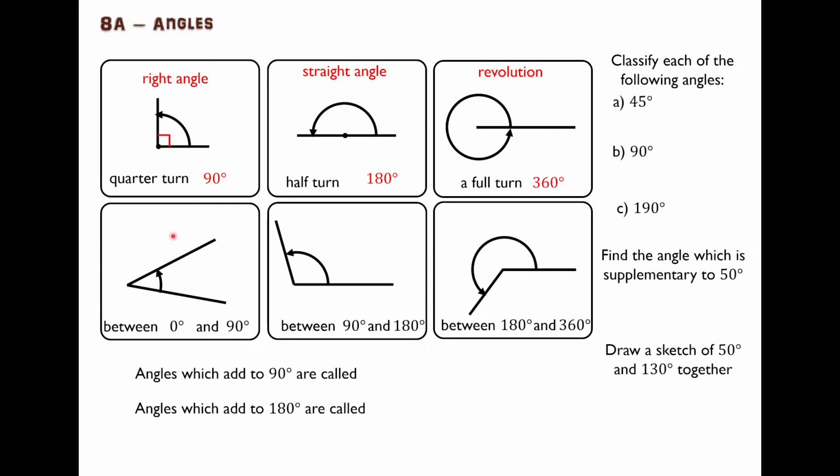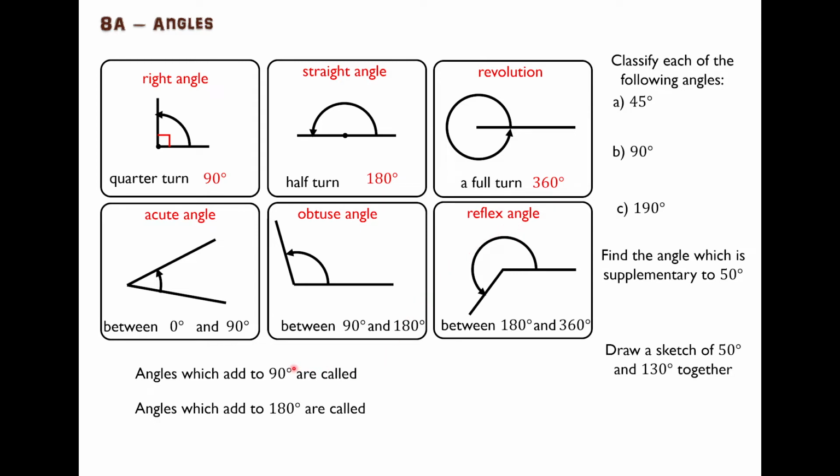We also can classify angles. We can say what kind of angle it is, what category it fits into. This category of angles is between 0 degrees and 90 degrees, and it is called an acute angle, a sharp angle. Acute means sharp. This kind of angle is between 90 degrees and 180 degrees, and it is called an obtuse angle. And this kind of angle is bigger than 180 degrees, but less than 360 degrees. And it is called a reflex angle.